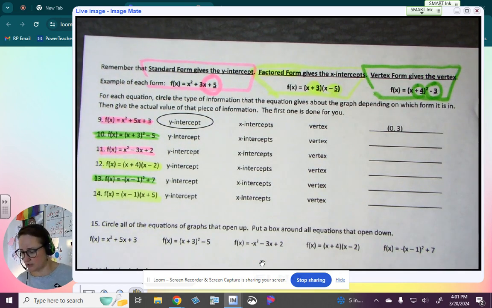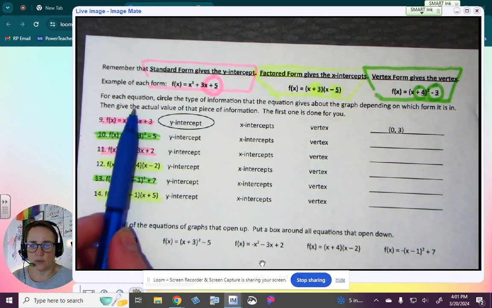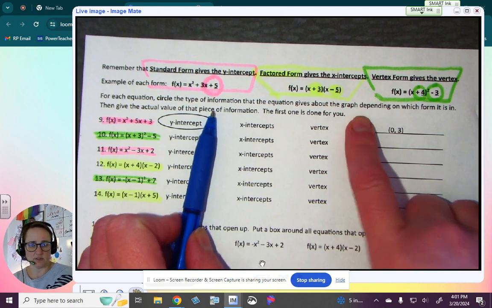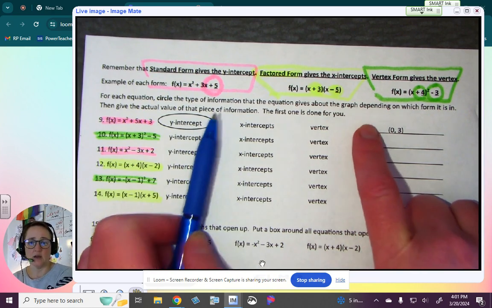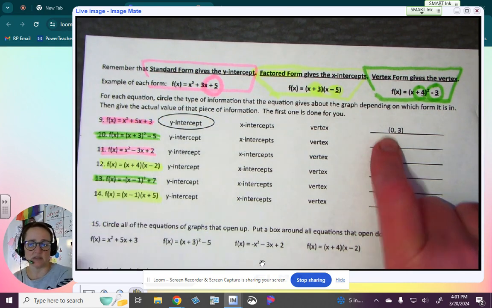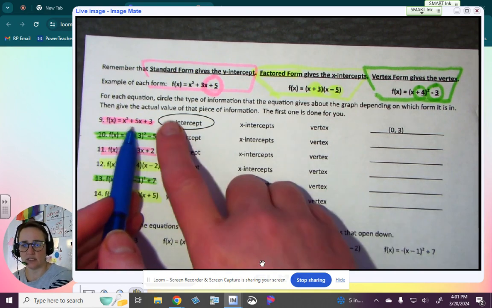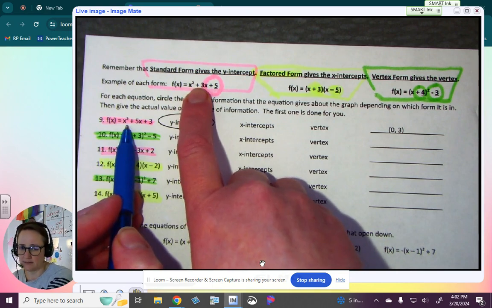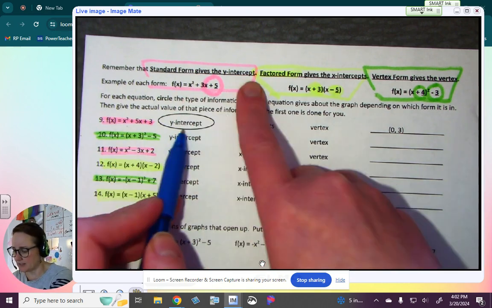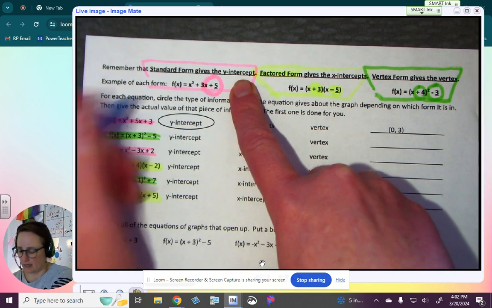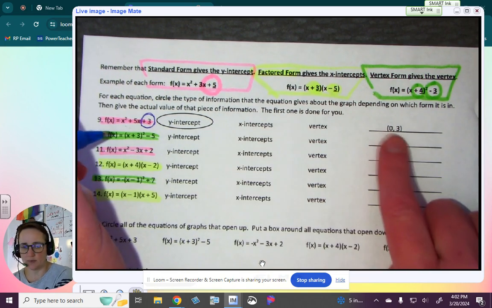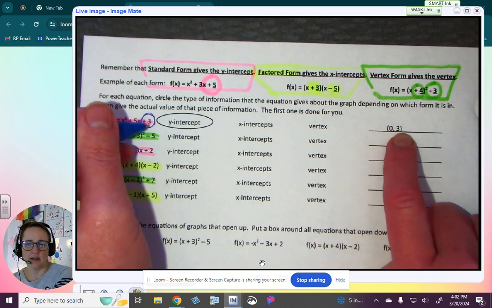So these questions are asking us, for each equation, what type of information does it give us about the graph, depending on the form? And then what is that actual piece of information? The first one is done for us. It's standard form. I see an x squared with no parentheses. That tells me the y-intercept, and I'm just taking that value. If it's the y-intercept, that means x is 0, and that number is exactly the y-intercept.